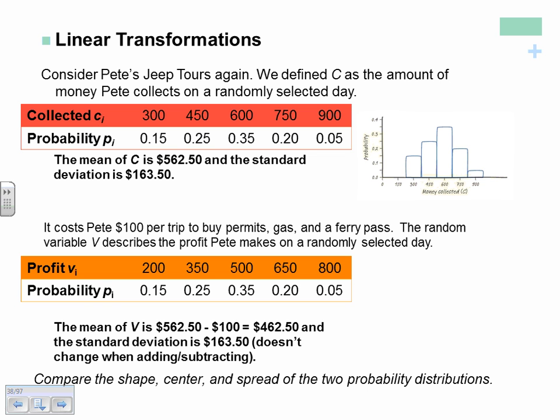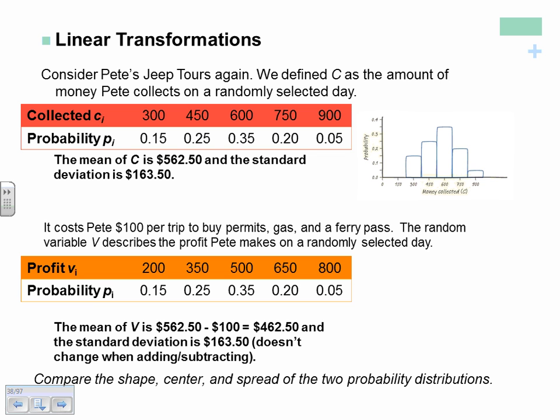Consider Pete's Jeep's chores again. We define C as the amount of money Pete collects on a randomly selected day. So here we saw that if I was to multiply everything through, I could see what that would look like. Okay. However, now we're going to throw a twist into it. It costs Pete $100 to buy the permits, the gas, the ferry passes, all that stuff. So now the random variable V describes the profit Pete makes on a randomly selected day.